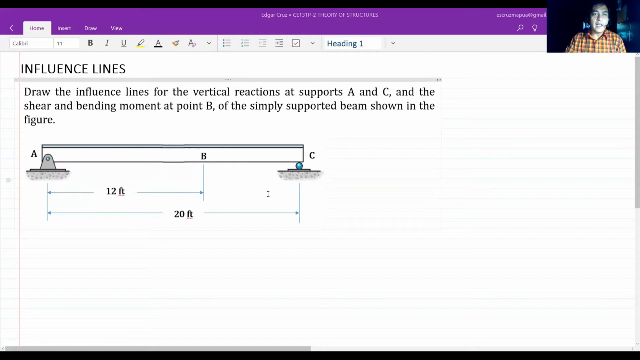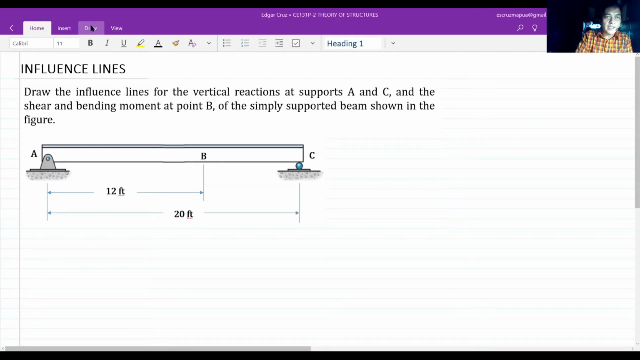So usually, the influence line is applicable for bridges. Because as we know, when we design bridges, we consider moving loads. Okay, and usually bridges are idealized as simple beams. So that is why the application of this would usually be for simple beams. Okay, let's say for this example, the span of the simple beam is 20 feet.